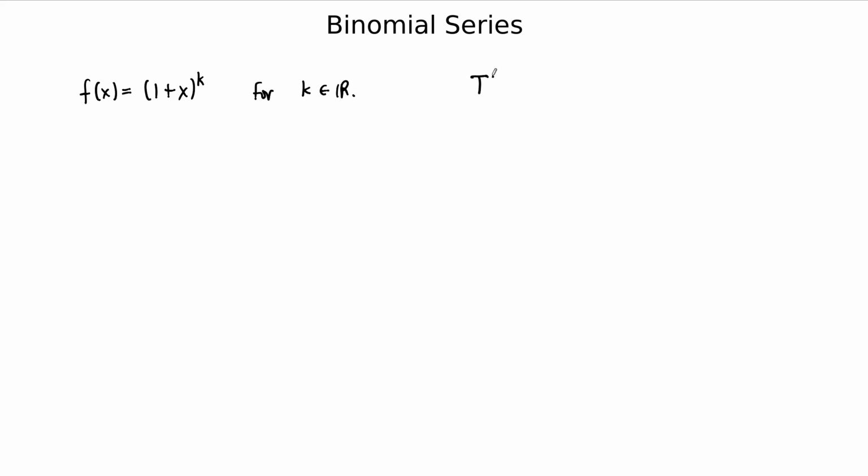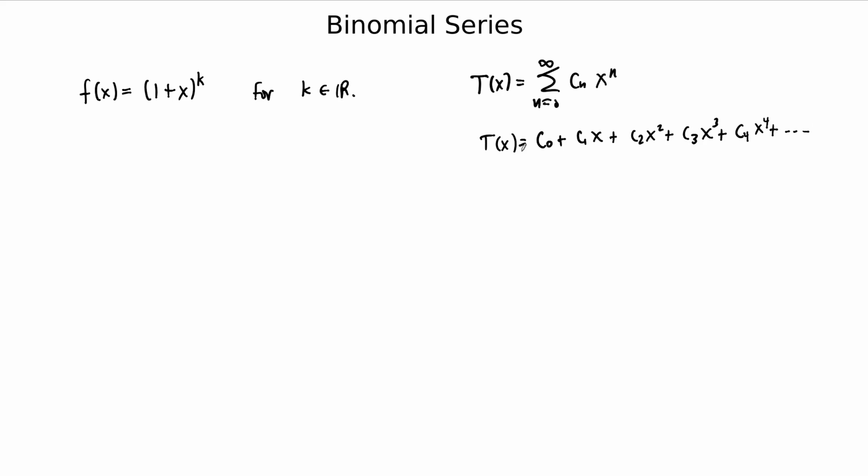So here's our goal. We've got this power series function T of x, which is just a very simple power series. It's got these coefficients c sub n times x to the power n. So our T of x function looks like c0 plus c1x plus c2x squared plus c3x cubed plus c4x to the fourth, etc. And so this is a formula for just a generic power series. We want this power series to equal this function.